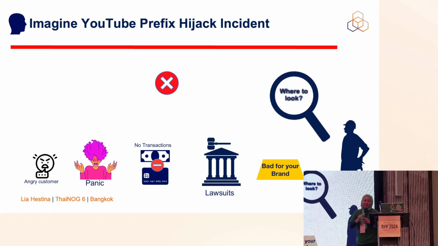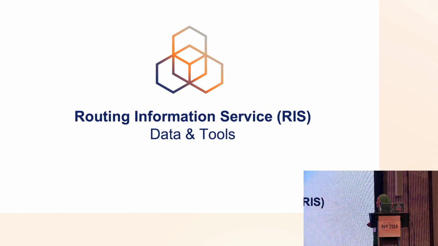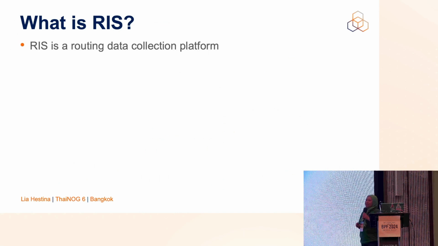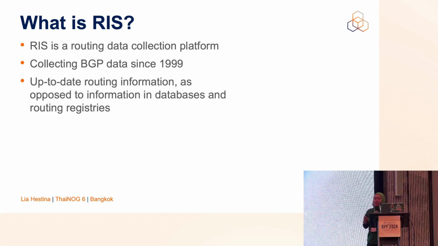So in this context, I'm going to talk to you about the role of RIS, which is Routing Information Service, as a tool to detect any unauthorized or incorrect announcement. So what is RIS? RIS is a routing data collection platform. We've been collecting BGP data for more than two decades, since 1999 in fact. And it's not like a static routing registry or database. RIS is collecting BGP data, so real-life information.